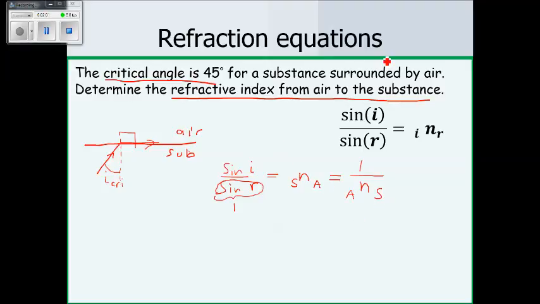Remember again, switching these indexes means inverting, so it then becomes n air to substance. Bearing in mind that we want to calculate this refractive index, now it's just a matter of inverting it on both sides, and we've got the refractive index from air to substance being 1 over sine of i, which in this case is 1 over sine of 45 degrees, which gives us a value of 1.4. So now we've got the refractive index from the air to the substance, 1.4, after knowing what the critical angle is.